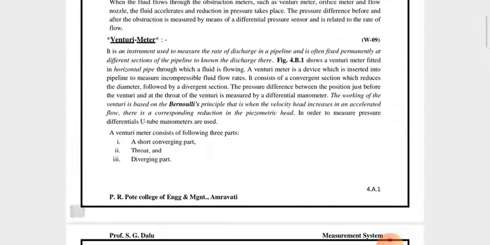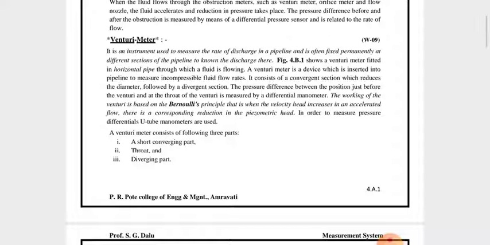It is an instrument used for the measurement of rate of discharge in the pipeline and is often fixed permanently at different sections of the pipeline to know the discharge there. The figure shows a venturi meter fitted in a horizontal pipe through which a fluid is flowing. A venturi meter is a device which is inserted into the pipeline to measure the incompressible fluid flow rate, meaning only for incompressible fluid.